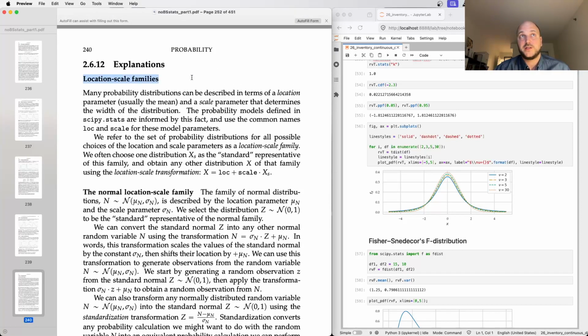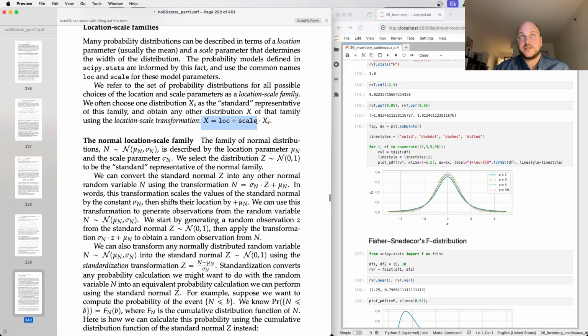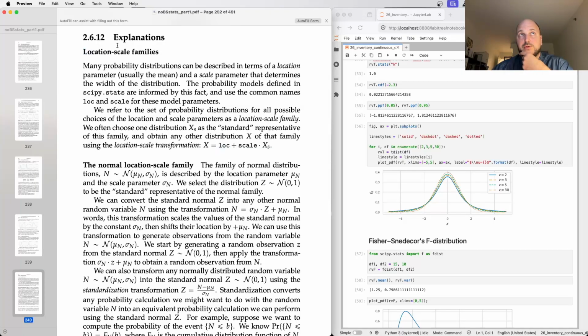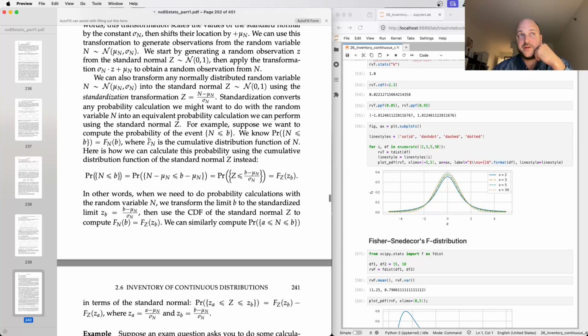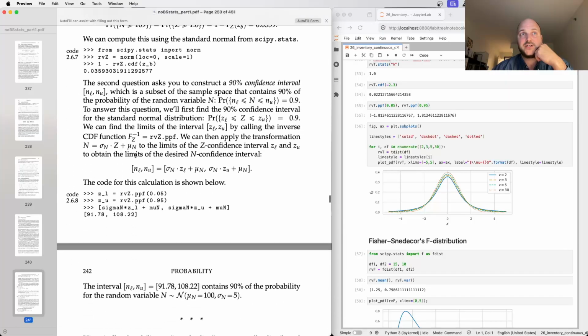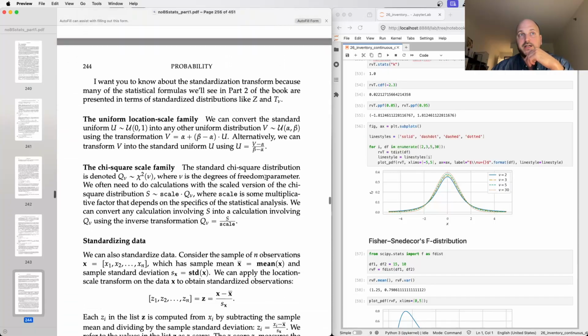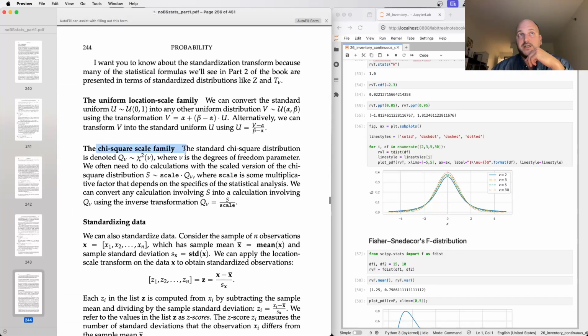This is very important. The transformation taking the standard distribution, like the standard normal, multiplying it by a scale factor and adding a location allows us to relate many distributions. Together they're called the location-scale family. The normal is a location-scale family, Student's t is a location-scale family, and the chi-square distribution is just a scale family.